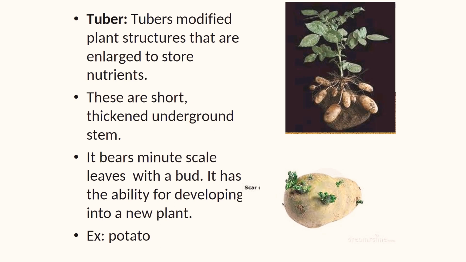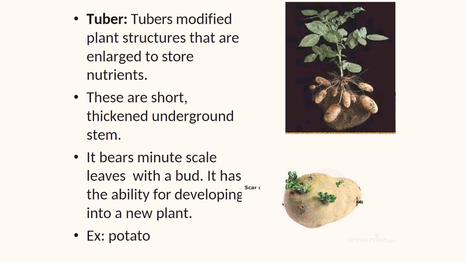Tuber. The tuber may be the modification of either a stem or a root. It is an underground storage organ. Tubers are modified plant structures that are enlarged to store nutrients. These are short, thickened underground stems. It bears minute scale leaves with a bud. It has the ability of developing into a new plant.